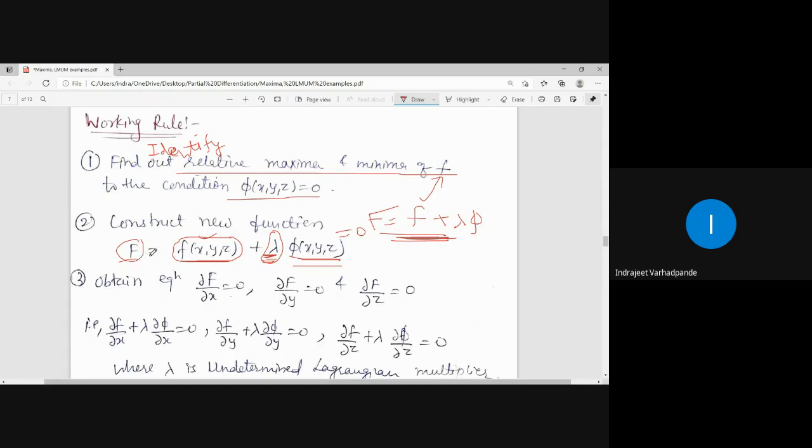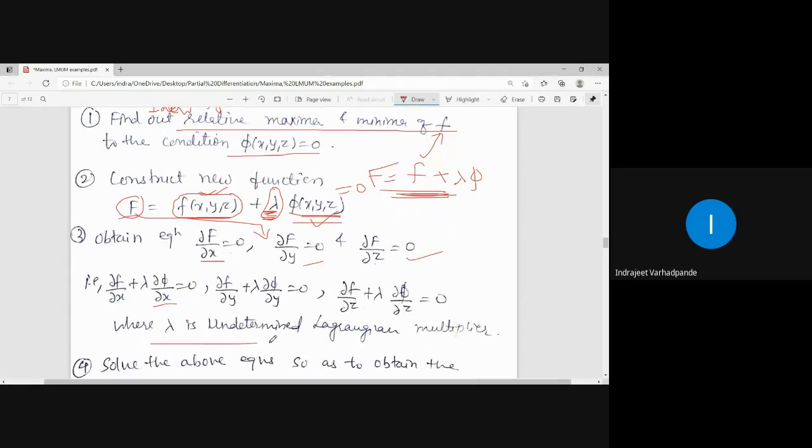Then what I do, I differentiate this capital F with respect to x and equate with 0. I differentiate this capital F with respect to y and equate with 0. I differentiate this capital F with respect to z and equate with 0. Now this differentiation will give you del f by del x plus lambda into del phi by del x equal to 0, because this is also differentiable with respect to x.